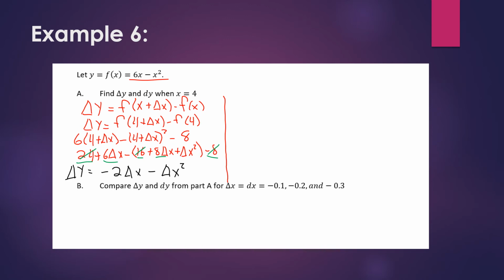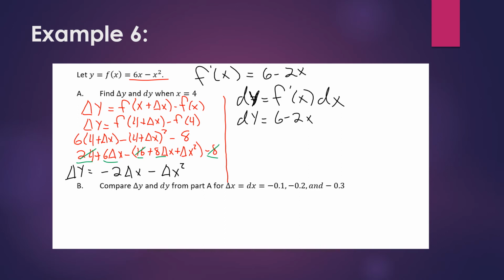So let's check what dy is. We know that dy equals f prime of x dx. So let's go ahead and find our derivative here. F prime of x is going to be 6 minus 2x. So dy is going to be 6 minus 2x dx. And they told us that x equals 4. So 2 times 4 is 8. 6 minus 8 is negative 2. So dy is negative 2 dx.